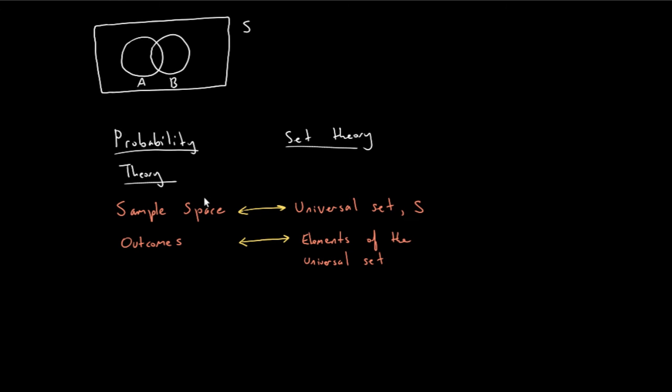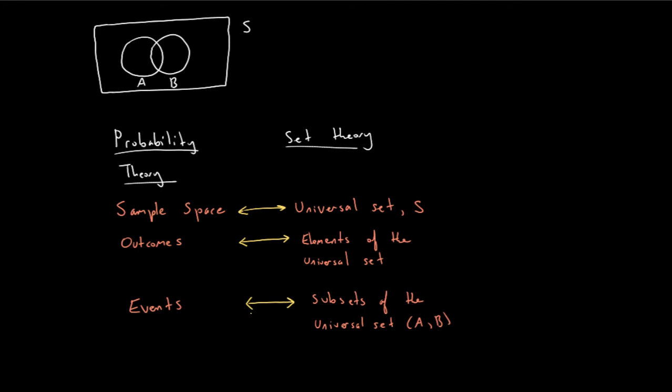Now we want to talk about how to build up subsets. So these sets here, these sets A, these are events. And of course, these are just subsets of the universal set. So A and B in this picture are events.